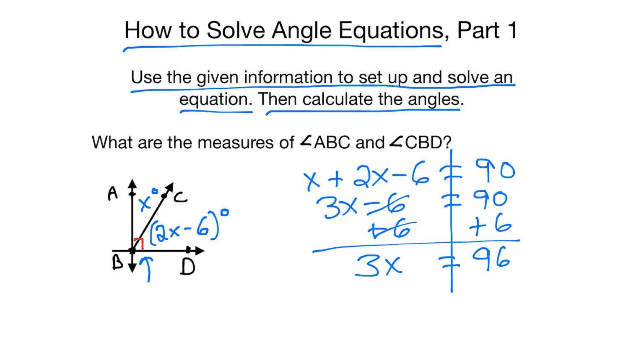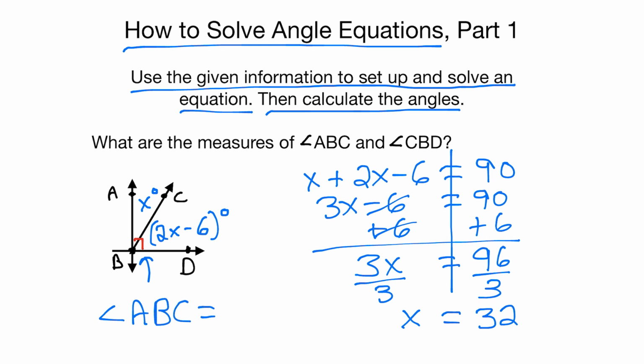Now we need to undo the multiplication. We do that by dividing. Divide both sides by 3, and x equals 32. Okay, now we can go back to our figure, and the measure of angle ABC is x, and x equals 32.